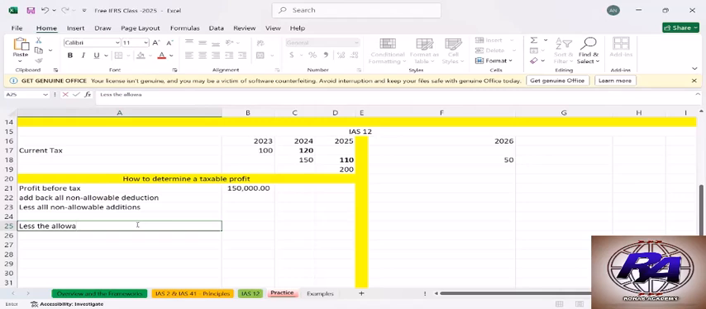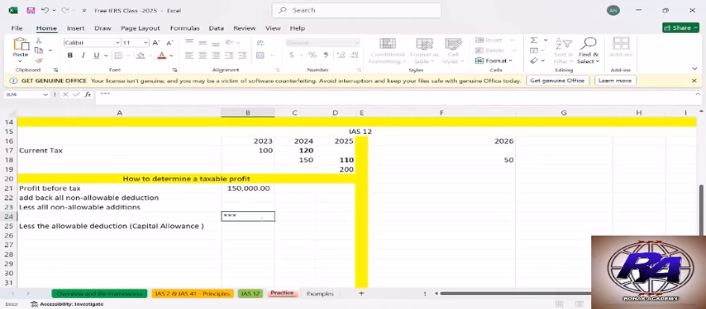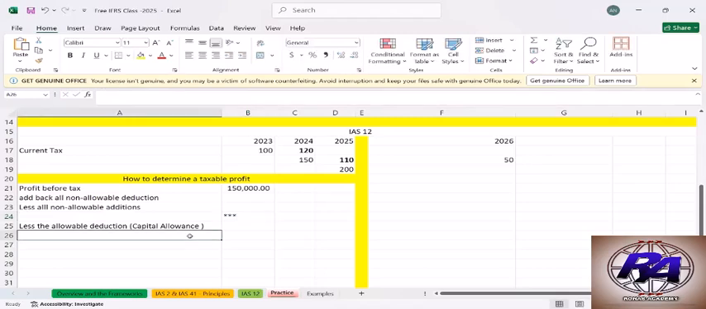So we less our allowable deductions, okay? Anything that is allowed by the company to be less, which has not already been less. Mostly this is what we call the capital allowance. We less this from whatever figure we are getting here. Once you've done that, the final figure is what we call taxable profits. So this is how to get your taxable profit.